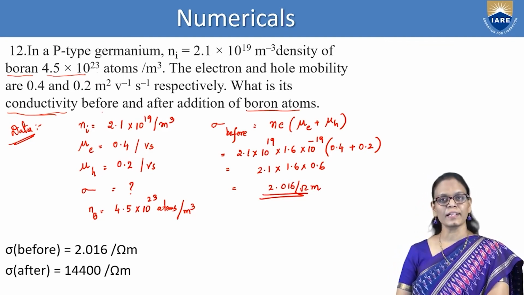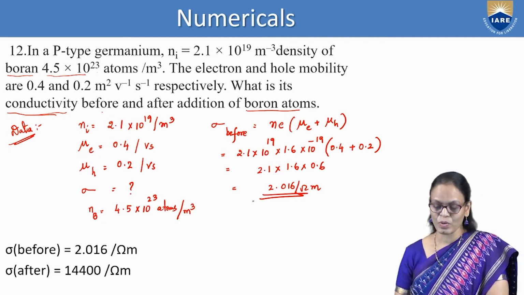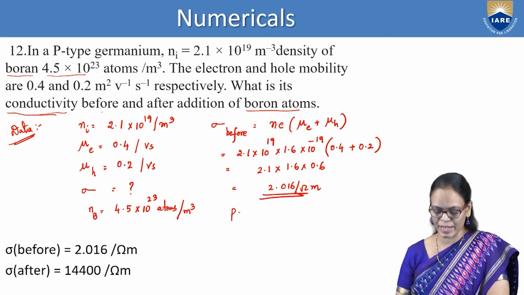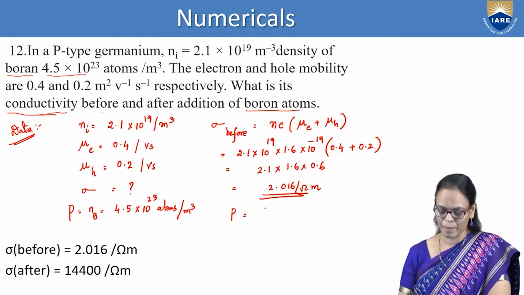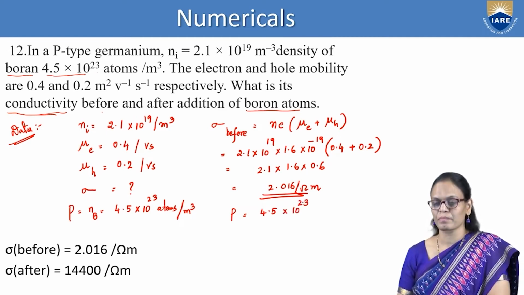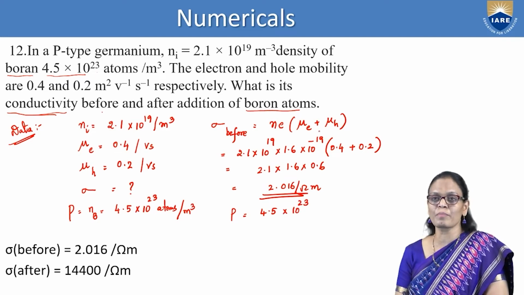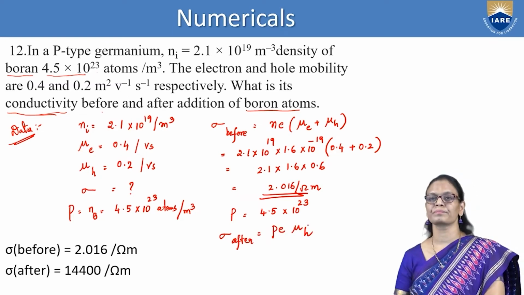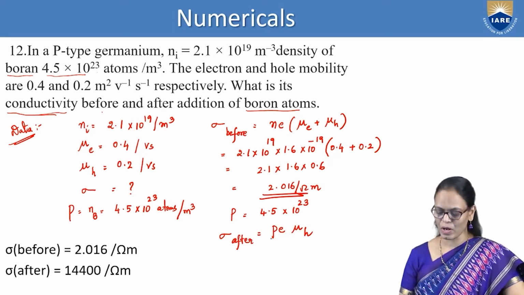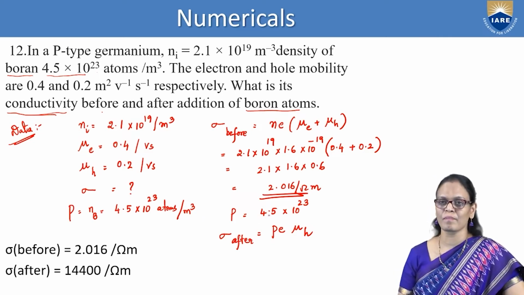Now, how do we calculate the conductivity after adding the boron atoms, that is after adding the trivalent impurity? So now the concentration of boron atoms, Nb, or this is simply p, is 4.5 into 10 power 23. Now, how will this formula for conductivity get modified? Sigma after will be p e mu H. Hope you understand the formula, because it is now due to holes.